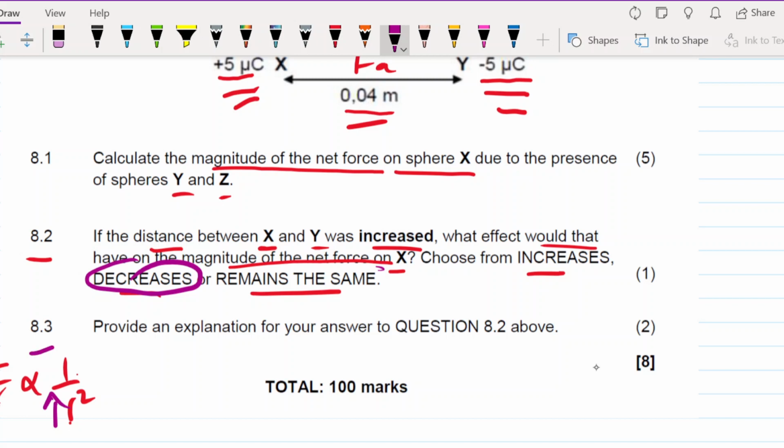Now, last question, 8.3, provide an explanation for your answer to question 8.2. This is the explanation. The electrostatic force on the charges is inversely proportional to the square of the distance between those charges. So if you increase the distance between the charges, the net force will decrease. So that's how you explain that one. That is the end of our test, which was 100 marks, 8 questions.